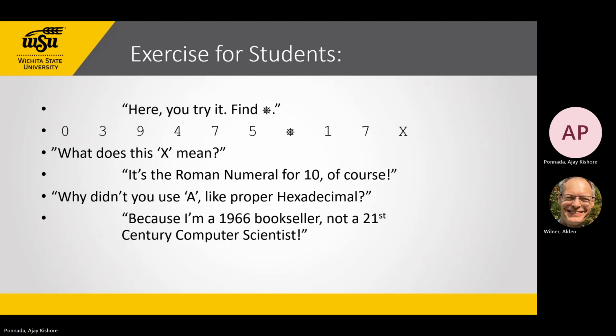Because I'm a 1966 bookseller, not a 21st century computer scientist. So we didn't have hexadecimal numbers back then. Those are represented with the Roman number X. Okay, so that's 10, not X. So is anyone interested in doing this, I mean, solving the question?